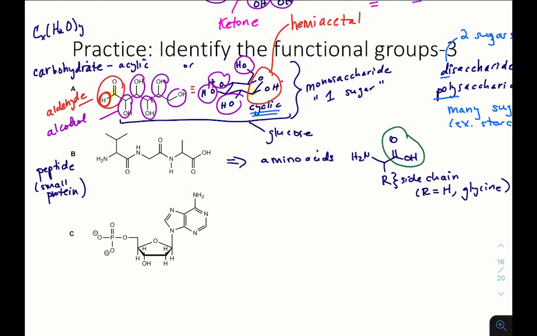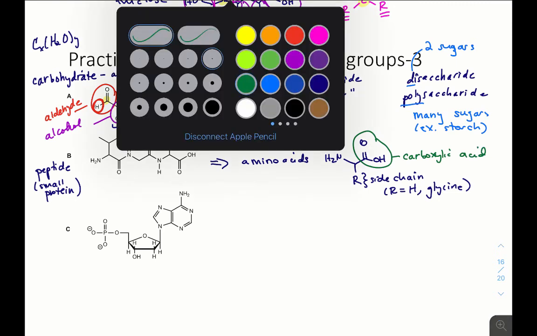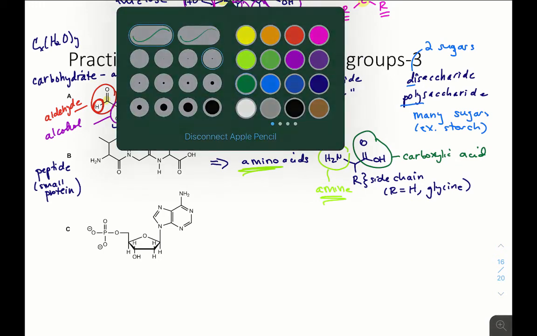So we have a carboxylic acid. This is a different example of a carbonyl functional group, one we haven't looked at so far. And then you have what else? Yeah, you have an amine. Cool. So that's what we have in the amino acid.